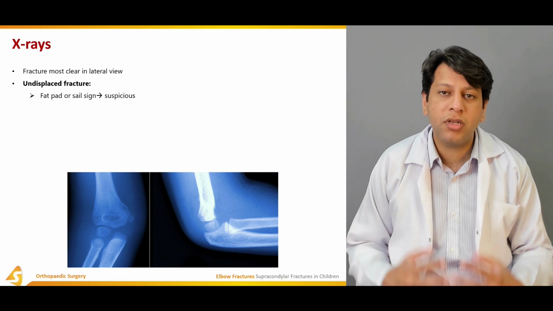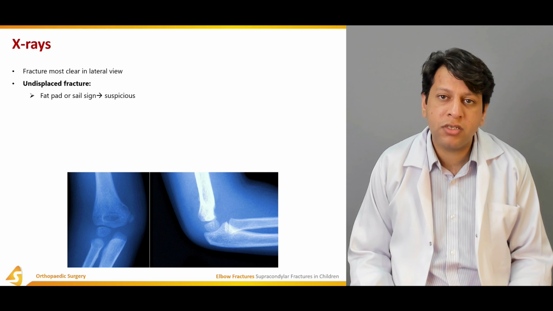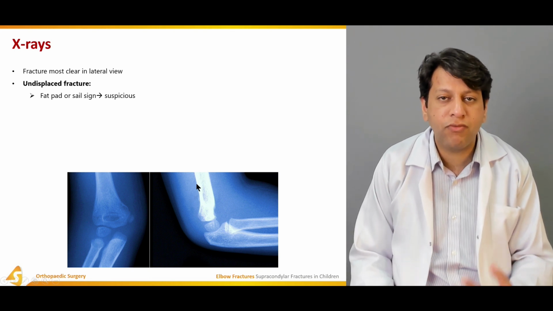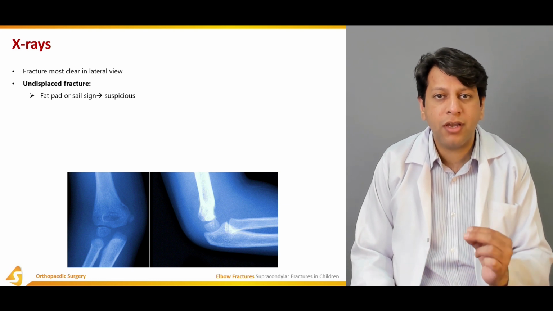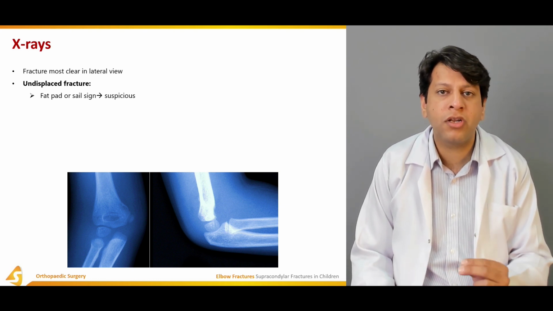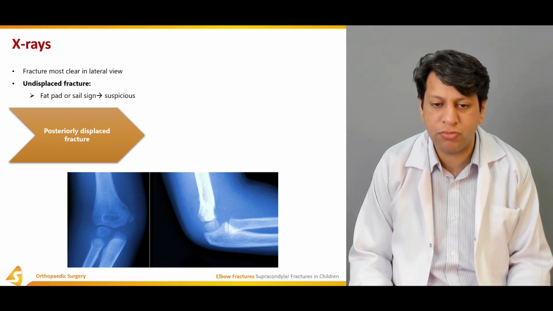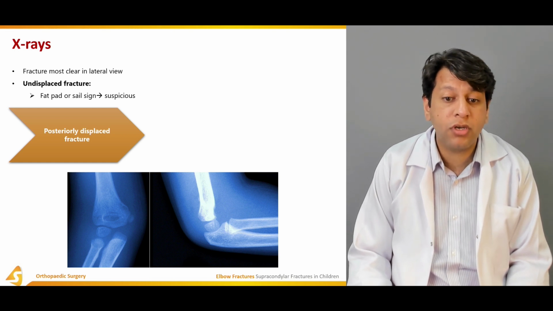Usually, sometimes even the anterior humeral line is normal in an undisplaced fracture, so you have to look at the posterior fat pad sign, which is due to the accumulation of hematoma over here. A posterior fat pad sign, a sail sign, is suspicious and usually denotes an underlying hematoma that will be due to some kind of undisplaced fracture most of the time. Therefore, we have to look for it.